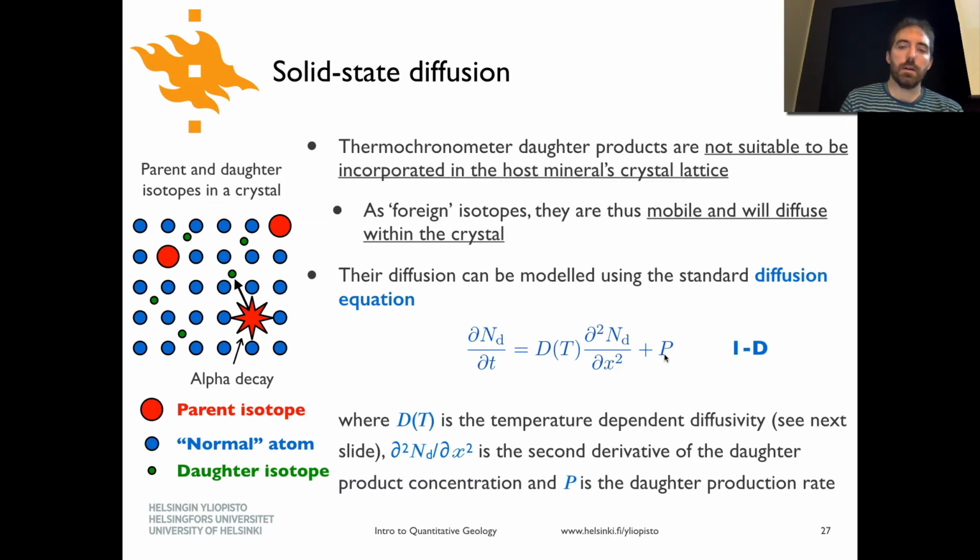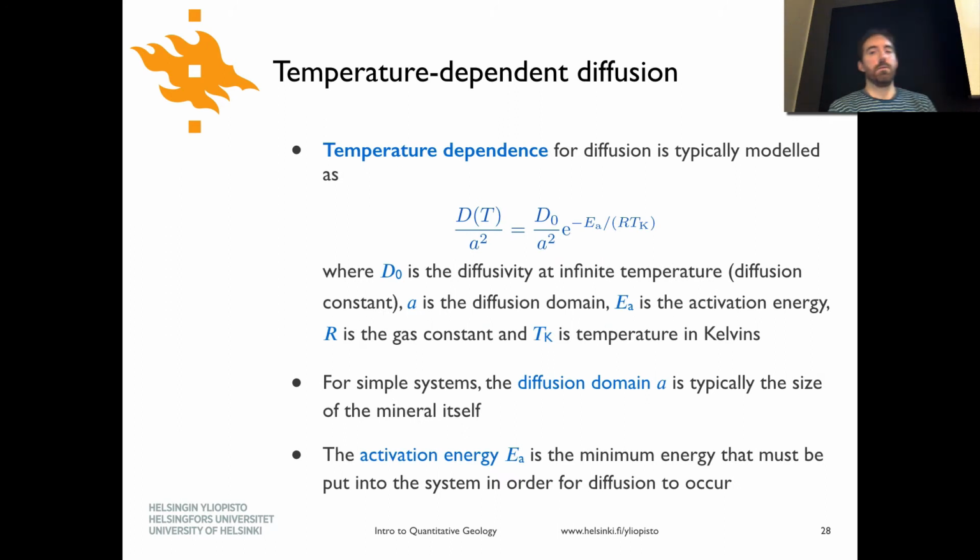We don't need to go into this in great detail, but if you go through doing the math here, you can come up with a relationship for what this diffusion constant looks like, where we have this temperature-dependent diffusivity, and that's related to this value of the diffusivity at infinite temperature. It's sort of a theoretical value, the size of the crystal, and then there's an activation energy and gas constant and temperature dependence here.